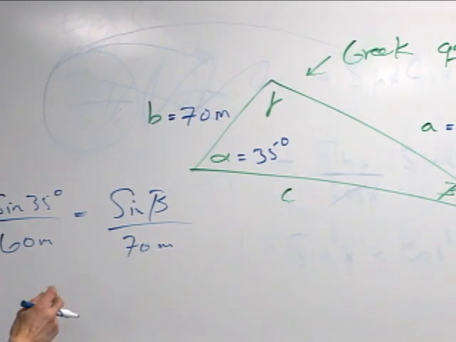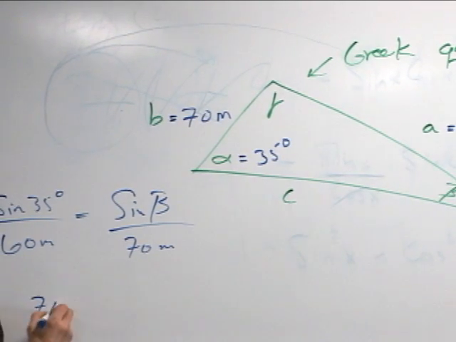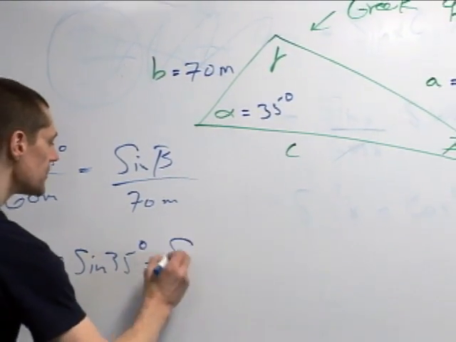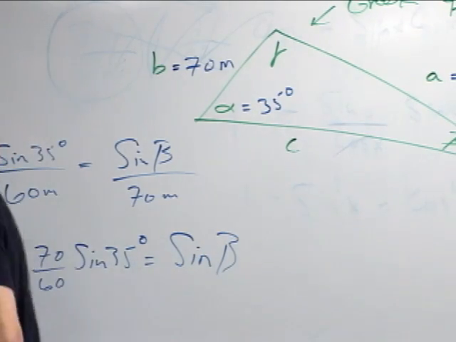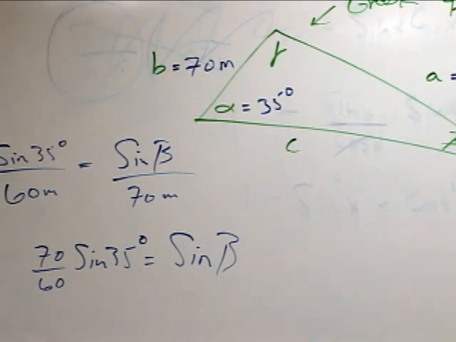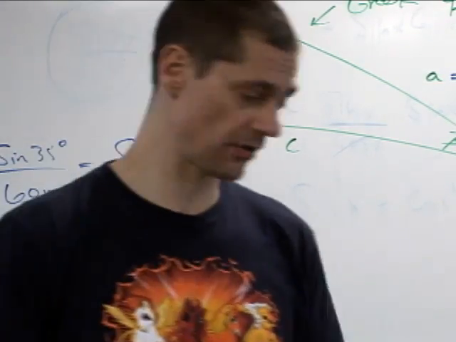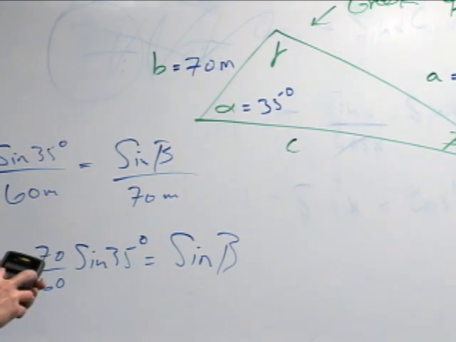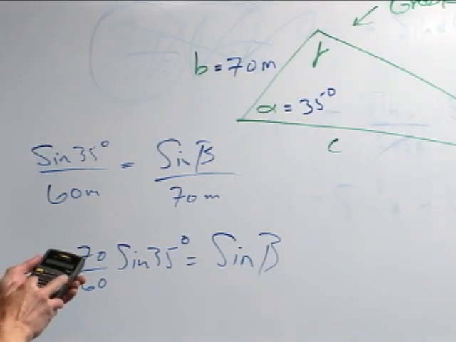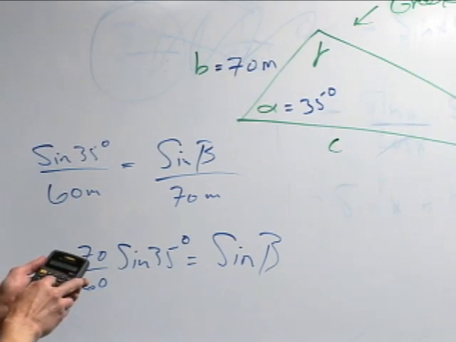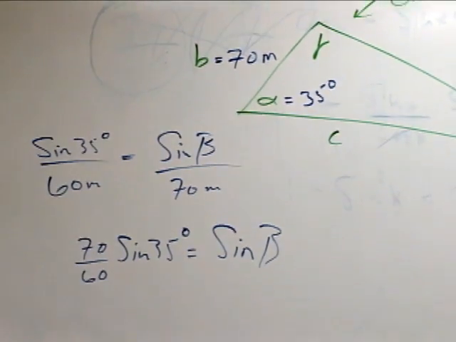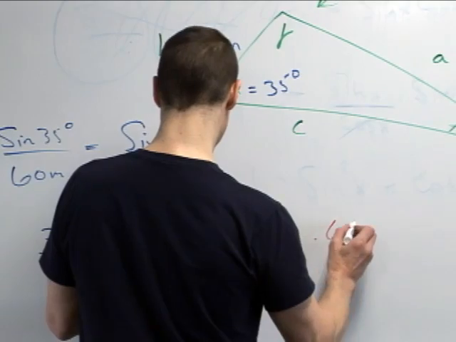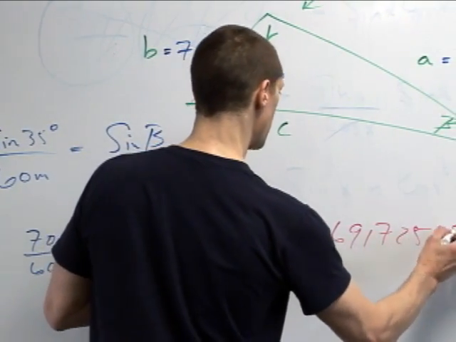Doing some basic algebra here, and the meters will cancel out. We're going to have 70 over 60 times sine 35 degrees is equal to sine of beta. Let's see what that is. Pulling out our old calculator, noticing that I'm actually on degrees and not radians, which is important. So this is sine of 35 times 70 divided by 60. My trusty calculator says that sine beta is equal to 0.669172509, and so on.